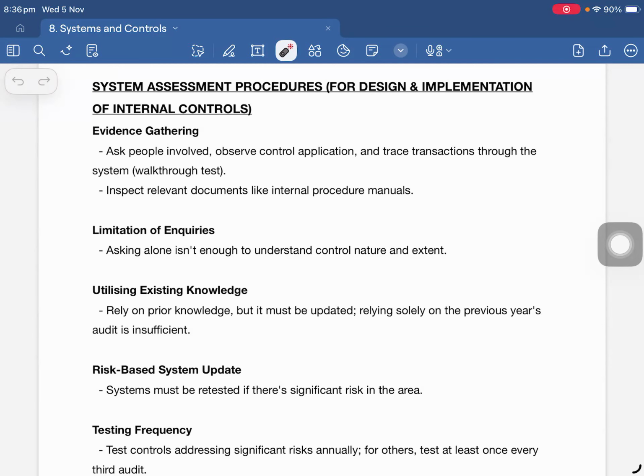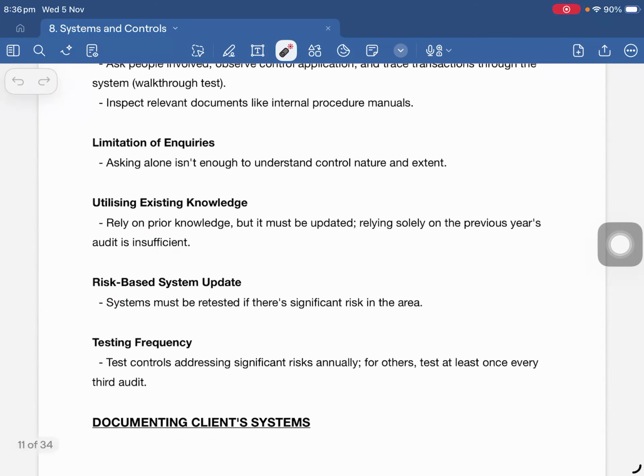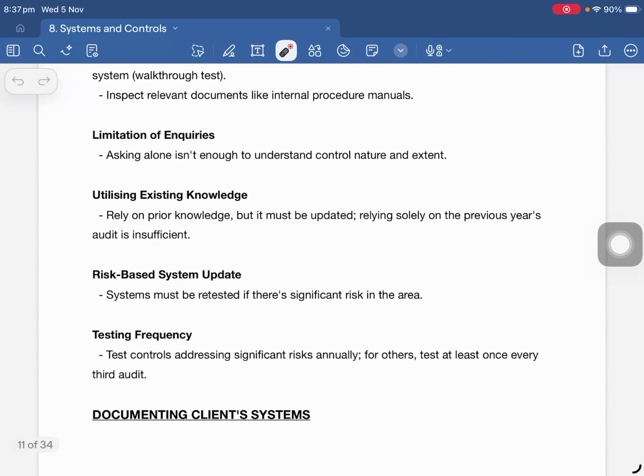Clear? Now, what can we do as an auditor? We are going to use our existing knowledge. That means we must have done previous year audits, or any other similar audits. So we're going to accumulate that knowledge and use it. Clear? Now, risk-based system update. Okay, now as and when the client's risk susceptibility is complex or is minimized, you're going to change your system accordingly. Clear?